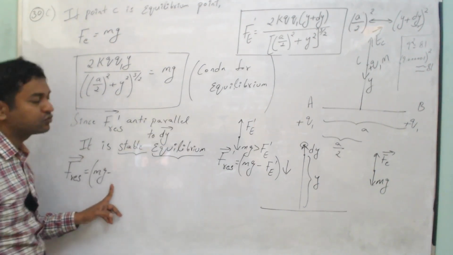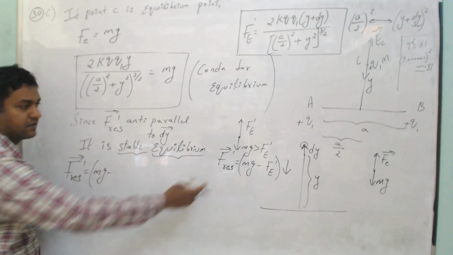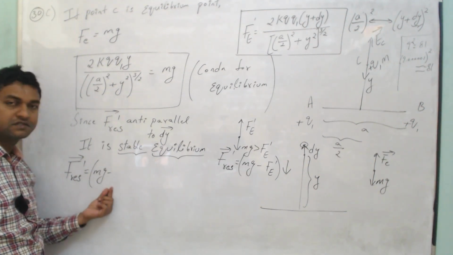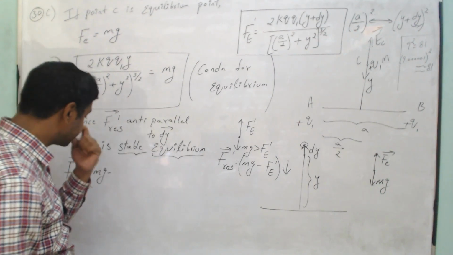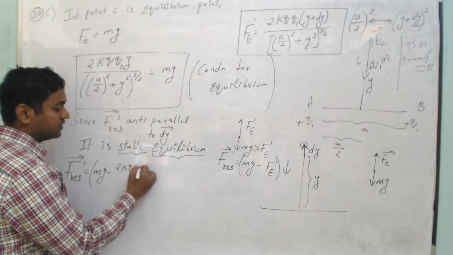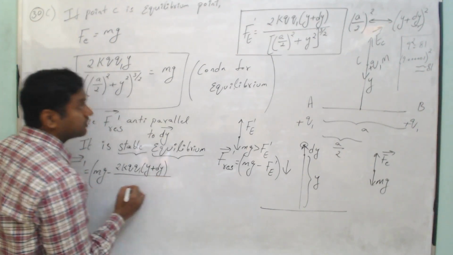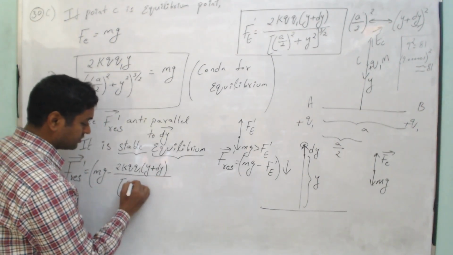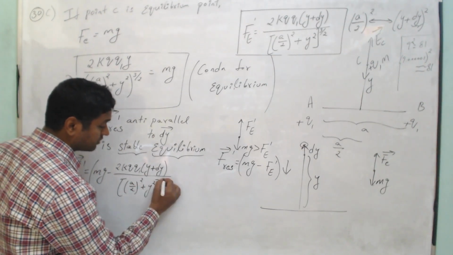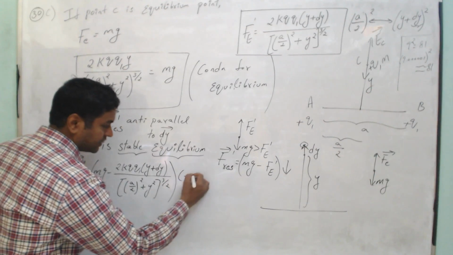Therefore, when I substitute over here, my new resultant force, F dash resultant, will be mg minus the Fe dash. What is Fe dash? 2k q1 y plus dy, correct? Divided by a by 2 square plus y square whole to the power 3 by 2. And this entire thing is in which direction? Minus j cap.